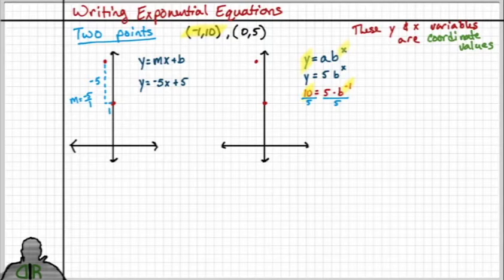Start solving it. It's pretty basic, right? There's only one variable here, so all we've got to do is start solving it out. So we're going to divide by 5. Okay, so we get 2 equals b to the negative first power.